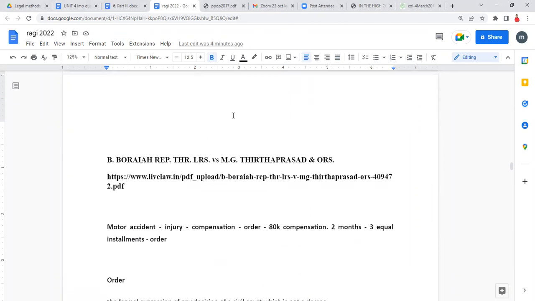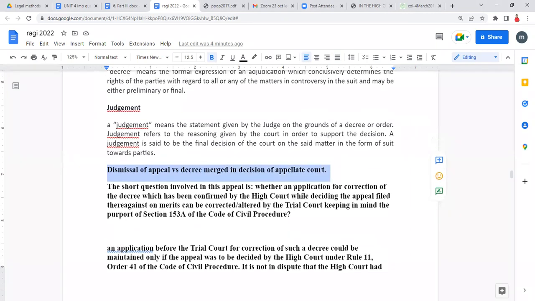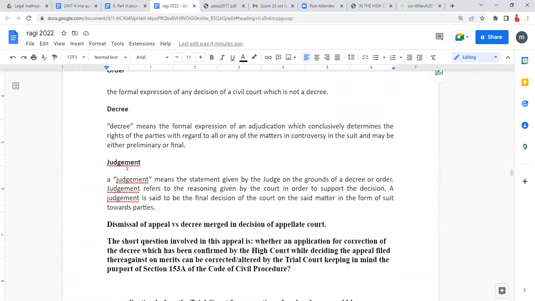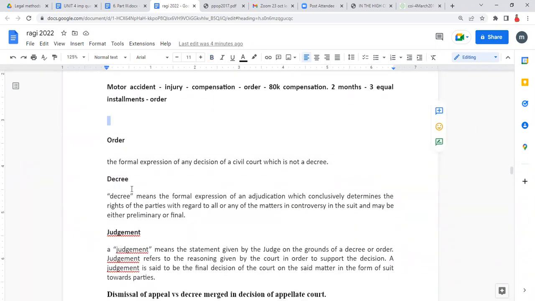Now, what happened in this case? What was this matter all about? It was relating to dismissal of appeal versus decree merged in decision of appeal. Sometimes what may happen is that when a decision is given, a party is not happy with the decision, and they would go for appeal. From a lower court, they will go to a higher court to file an appeal. Many times, the higher court will say that whatever the lower court has said is true and we are dismissing the appeal.